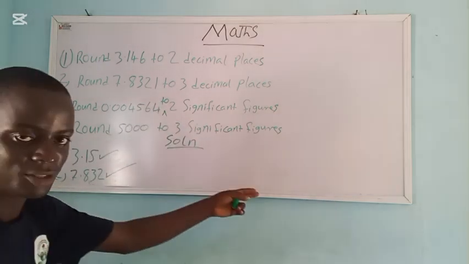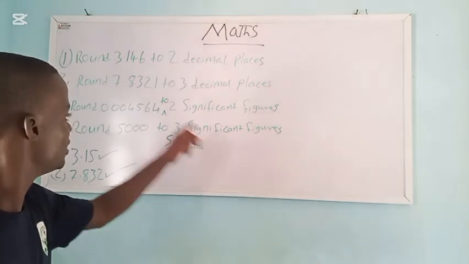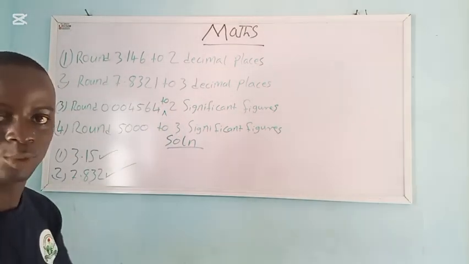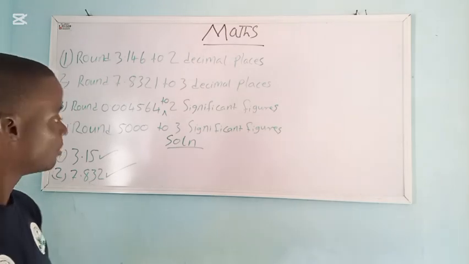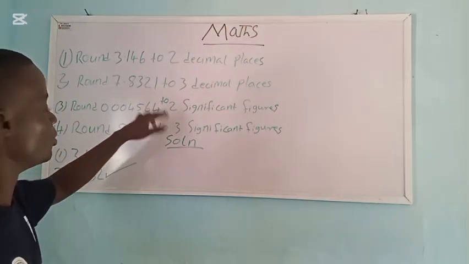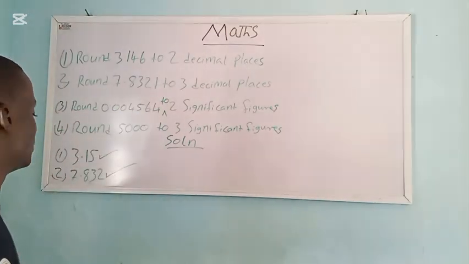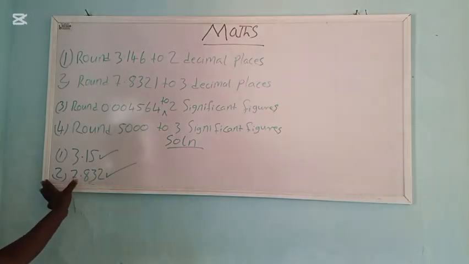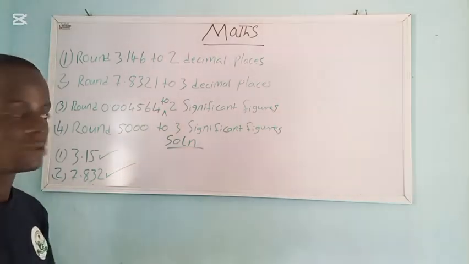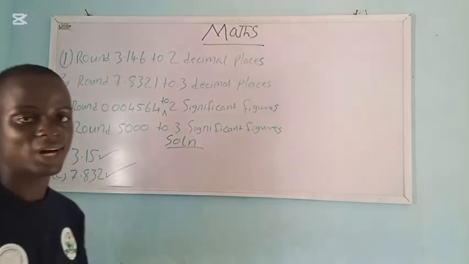The 1 is less, so you will leave it. You will not round up. But if the digit here is 5, you will round up, and this 2 will become 3. So now you will leave your answer like this: 7.832, to 3 decimal places.